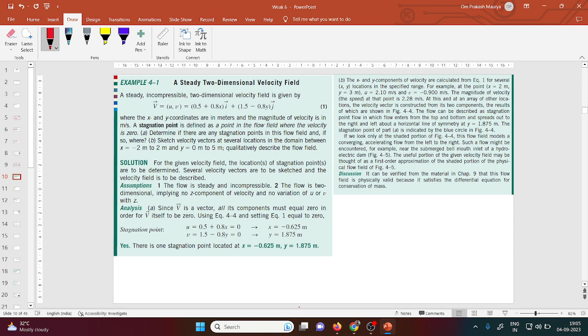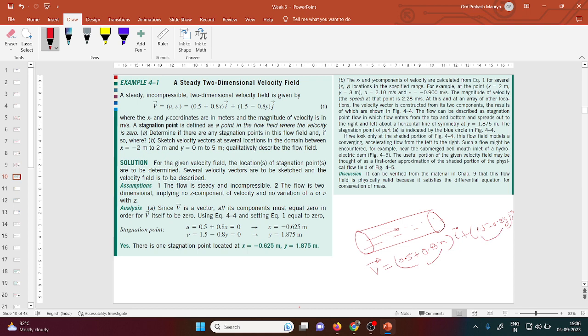Let me explain the question. Some two-dimensional flow is there, let's say in a pipe. One fluid particle is moving from one place to another place, and the equation is given like that. In the x direction, the velocity is 0.5 plus 0.8x, and the equation in the y direction is 1.5 minus 0.8y j. So these are the equations for the velocity in the x direction and the y direction.